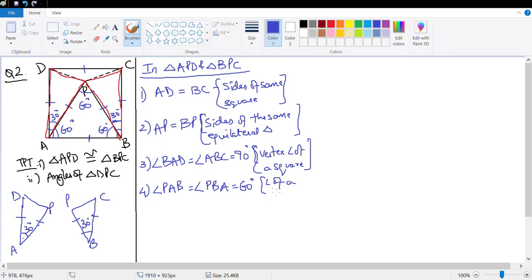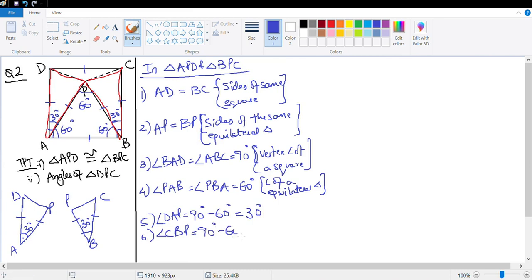Angles of an equilateral triangle. Done. Number 5, angle DAP is equal to 90 degree minus 60 degree is equal to 30 degree. Number 6, angle CBP is equal to 90 degree minus 60 degree is equal to 30 degree. Number 7, therefore angle DAP is equal to angle CBP is equal to 30 degree.